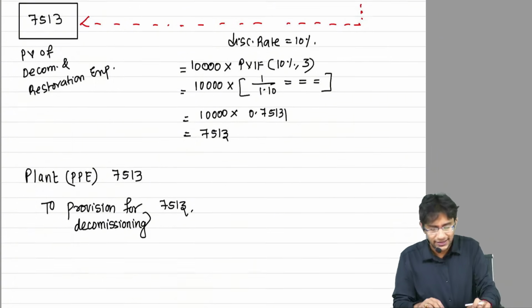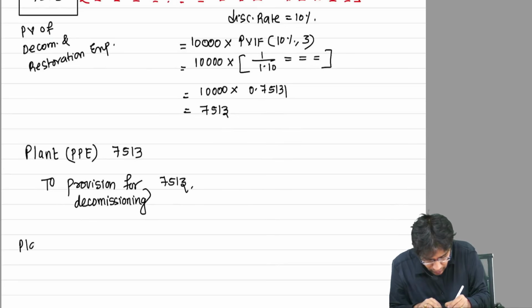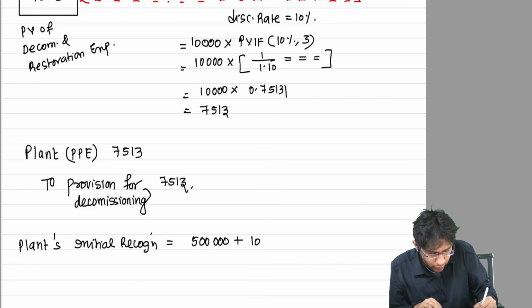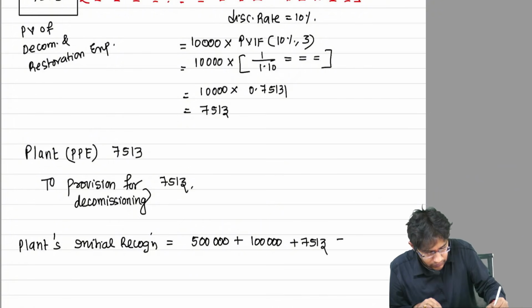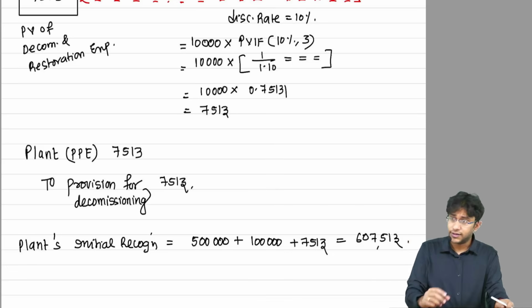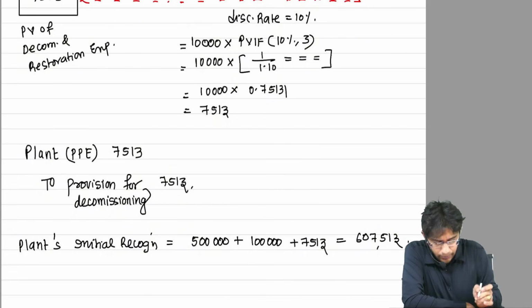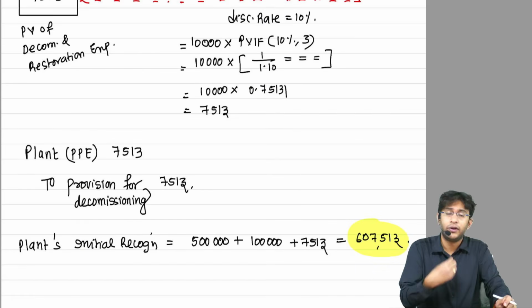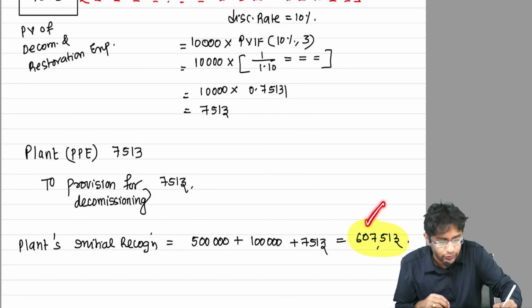So your plant's initial recognition: 5 lakhs is the cost of the asset, 1 lakh rupees is the installation cost, plus 7513, so 6 lakh 7,513. This 7513 is your PV of decommissioning liability. This also will be part of your asset. Why am I showing you this picture is, hereafter when you have to charge depreciation, this is the amount which you have to depreciate.